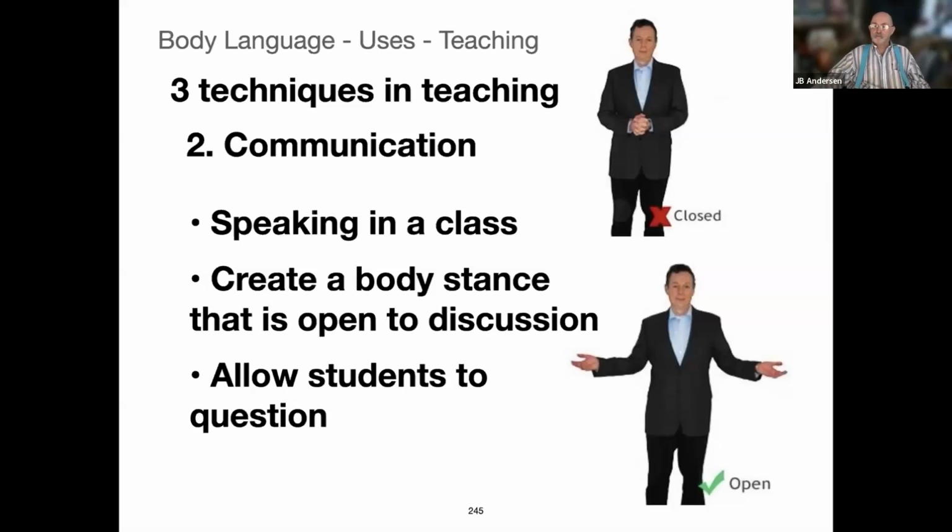And so it's one reason why when you see speakers, they are frequently moving, keeping themselves open as opposed to closed. So you create a body stance that's open to discussion, if that's what you want in that particular class. You allow students to question what they're hearing. You can exhibit questions if you so choose.